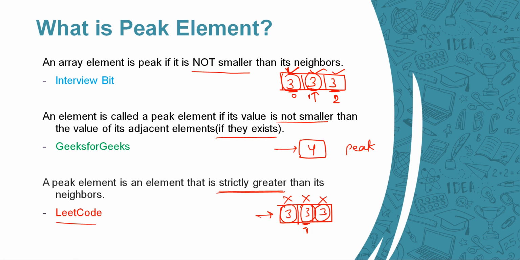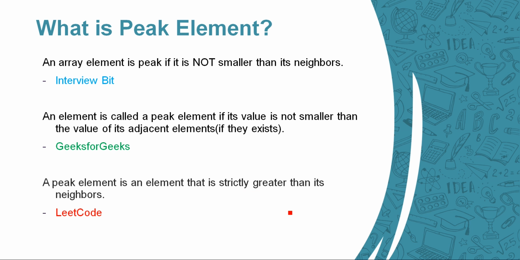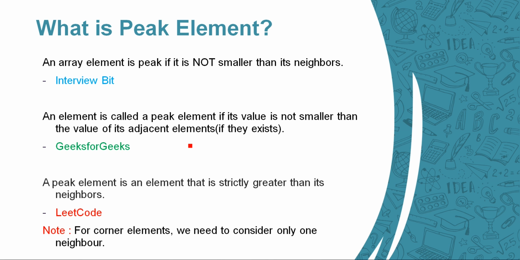So the basic difference is that according to LeetCode it should be greater than its neighbors, and according to GeeksforGeeks it should not be smaller, which basically means it can be equal but it should not be smaller than its neighbors. So we will go for GeeksforGeeks and we will solve this problem based on this condition. It should not be smaller. Okay, and we already have seen that for the rightmost element and for the leftmost element we need to consider only one neighbor.